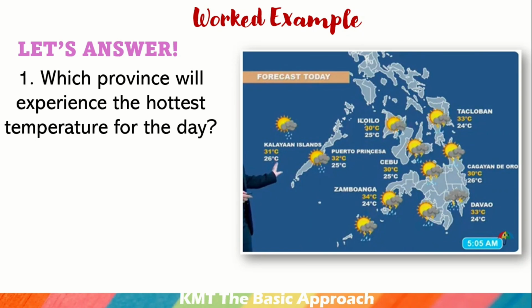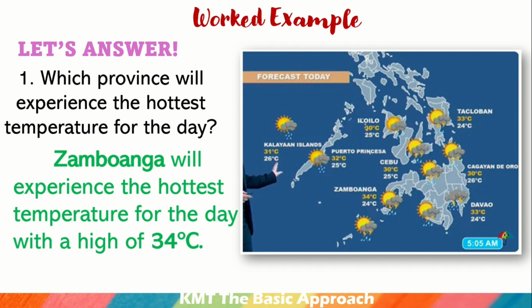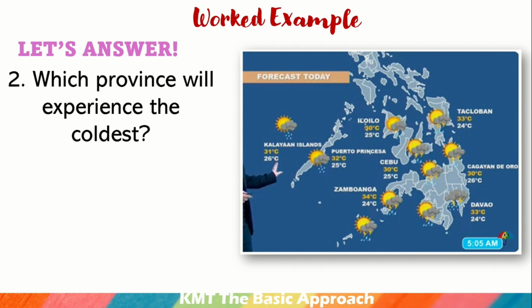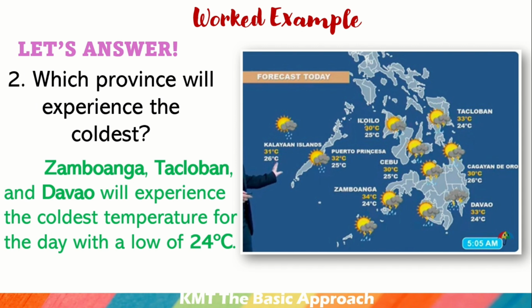Let's answer. Number 1. Which province will experience the hottest temperature for the day? Good job! Zamboanga will experience the hottest temperature for the day with a high of 34 degrees Celsius. Number 2. Which province will experience the coldest? Great! Zamboanga, Tacloban, and Davao will experience the coldest temperature for the day with a low of 24 degrees Celsius.